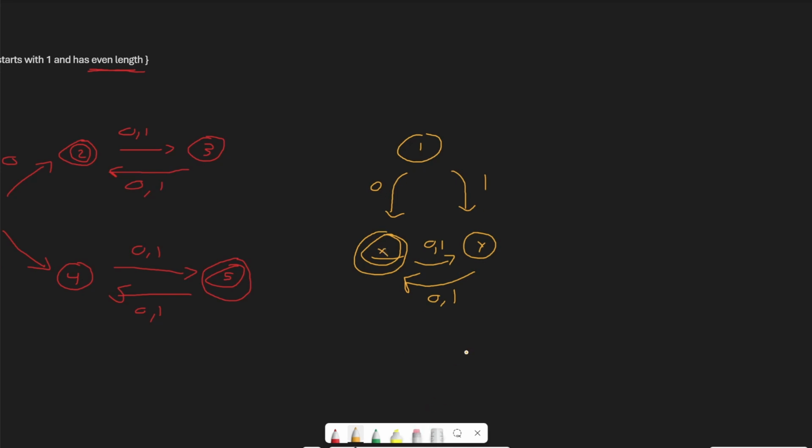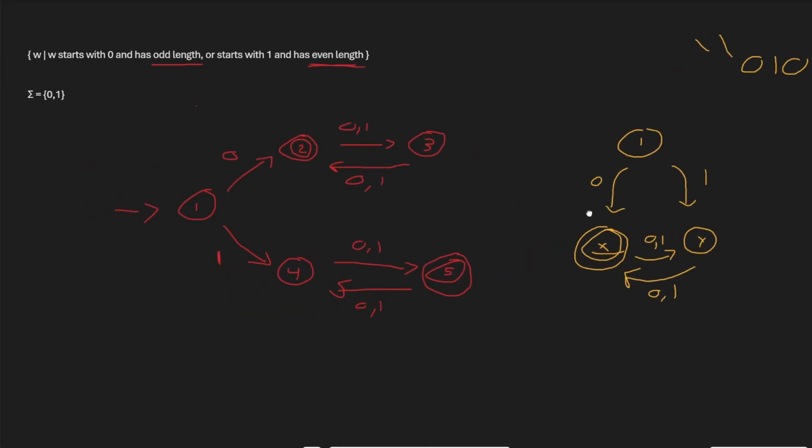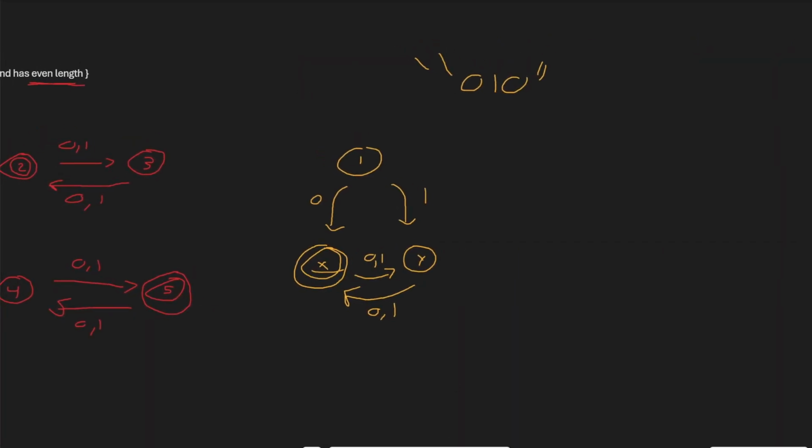Well, let's see. Let's feed it an input string that starts with 0. Let's say we have 0, 1, 0. Does this meet our requirements? We need to start with 0 and have an odd length, so that is supposed to accept. Now let's start with a 0 and have an even length, which is not supposed to accept.